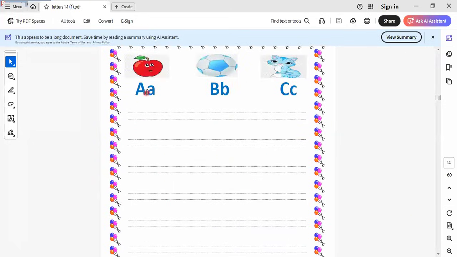Here we say capital A and small a, capital B and small b, capital C and small c. How do I write it? Let's write it together. Here is capital A and small a, capital B and small b. Here is capital C and small c. So here we have capital A and small a, capital B and small b, capital C and small c. Okay.